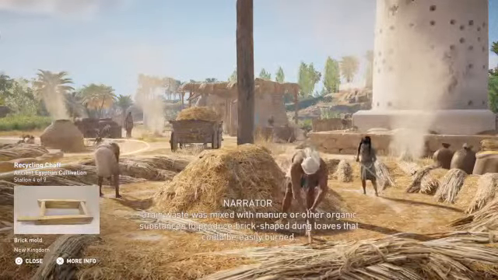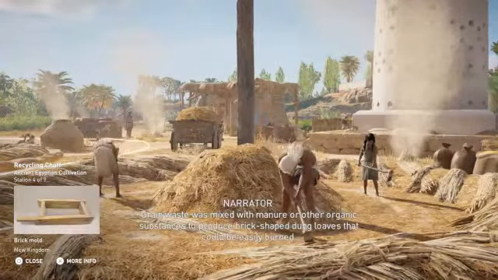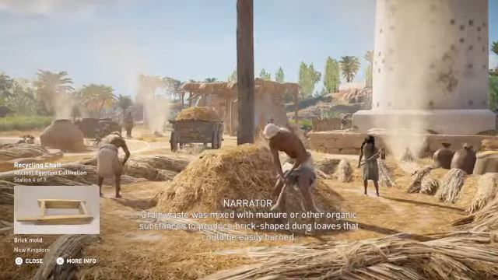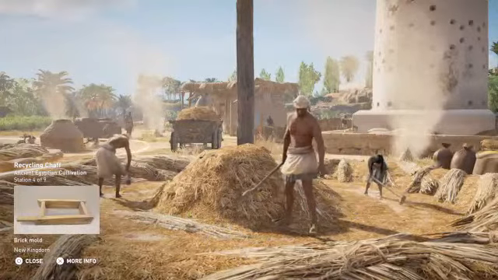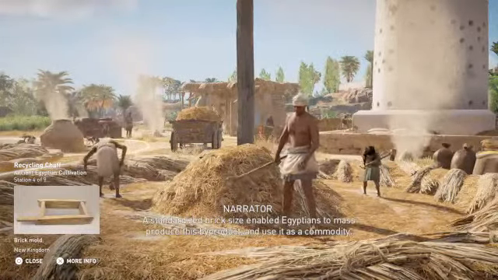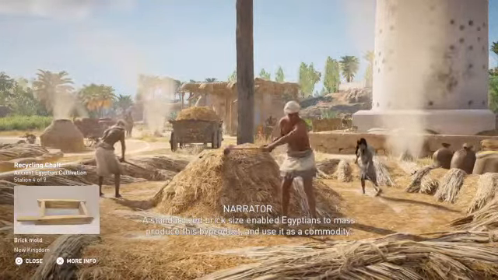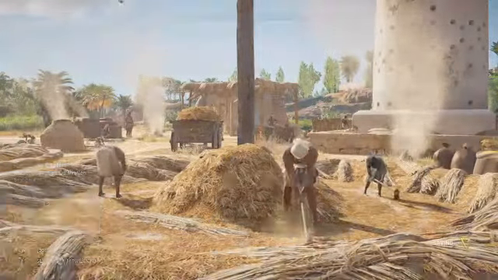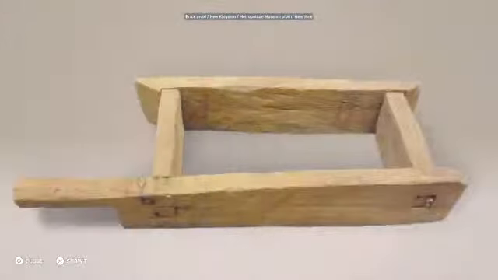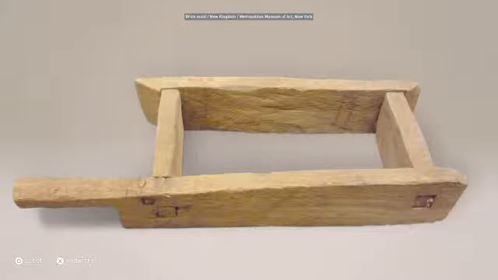Grain waste was mixed with manure or other organic substances to produce brick-shaped dung loaves that could be easily burned. A standardized brick size enabled Egyptians to mass produce this byproduct and use it as a commodity. Brickville, New Kingdom, Metropolitan Museum of Art in New York.